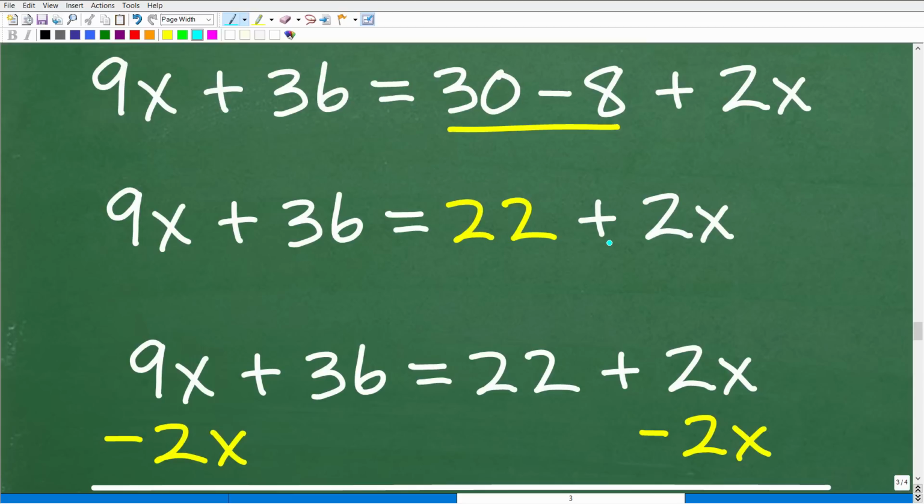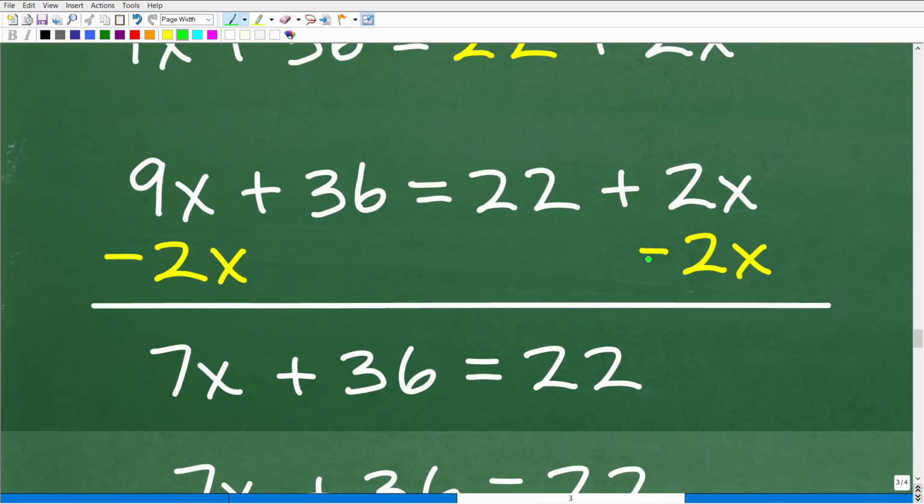So now we need to start moving the variables over to the left and the numbers over to the right. We will start with the variables first. So we'll move that 2x over. So we're going to subtract 2x from both sides of the equation and then add down in a column manner. So 9x minus 2x is 7x plus 36 plus 0 is 36. 22 plus nothing is 22. And 2x minus 2x is 0. That goes away. So we are down to here. 7x plus 36 is equal to 22.